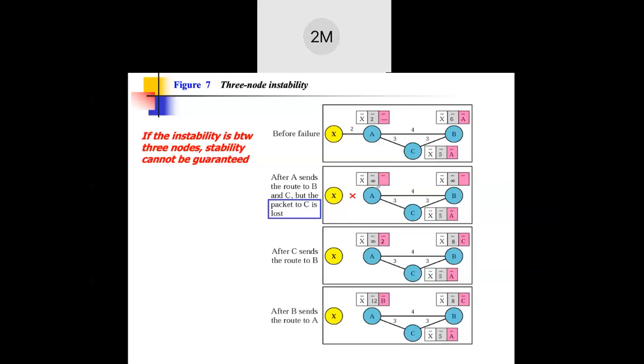So A will put the entry as infinite. But because of this, it will update the entry, and looping gets started.